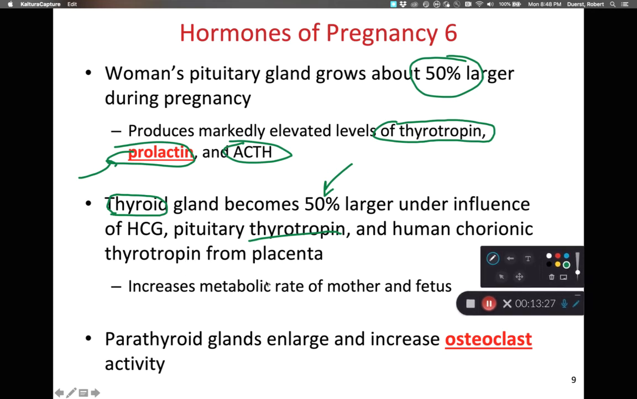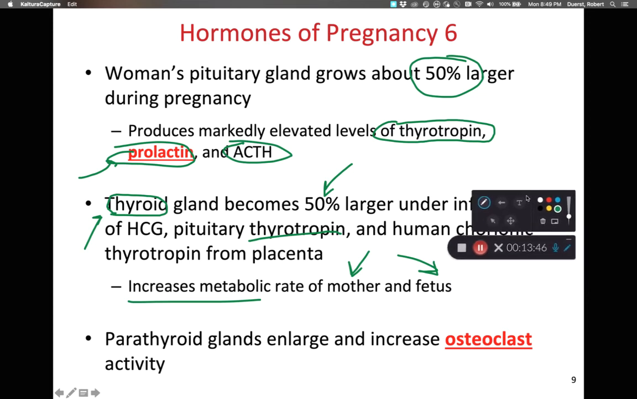In essence, the woman's basal metabolic rate skyrockets. As she has more thyroid gland tissue, she's going to have more thyroid hormone, and more thyroid hormone causes her metabolic rate to increase for both mom and the child. And that's one of the reasons why women are so hungry when they're pregnant, because of this dramatic increase in metabolic rate. We also find that the parathyroid glands are going to enlarge and increase osteoclast activity.